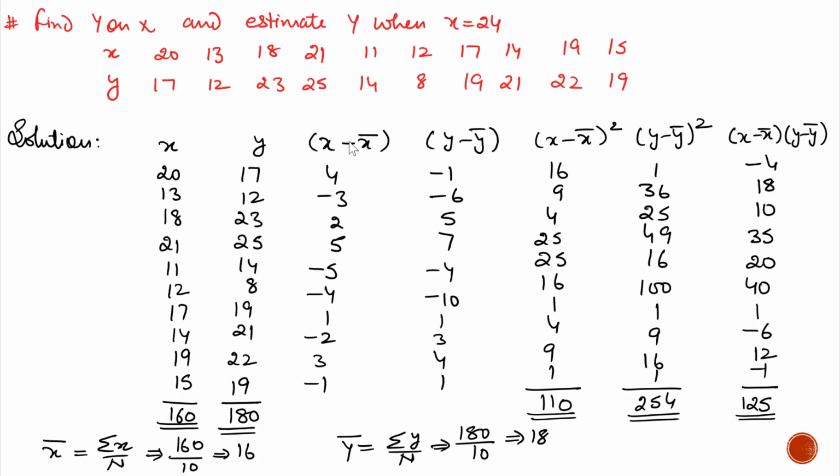After calculating x minus x bar and y minus y bar, we'll calculate x minus x bar whole square and y minus y bar whole square. And also calculate x minus x bar into y minus y bar. And the sum of all is 110, the summation of x minus x bar whole square. 254 is the summation of y minus y bar whole square, and 125 is the summation of x minus x bar multiplied by y minus y bar.